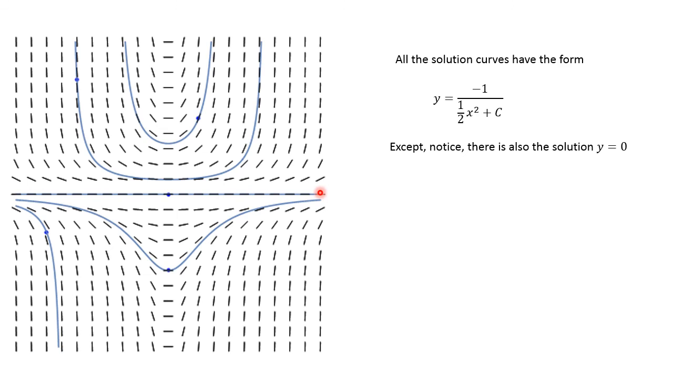A more technically correct explanation would be to go back to the previous slide and notice that we divided by y squared when we were solving the equation, and hence we implicitly eliminated any solution involving y equals 0 when we divided by y.